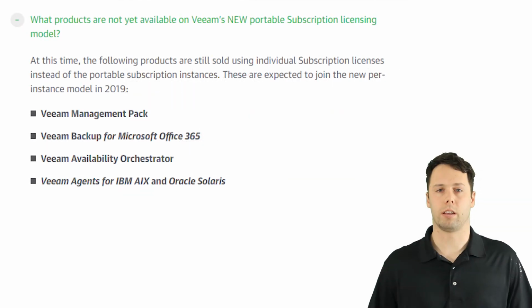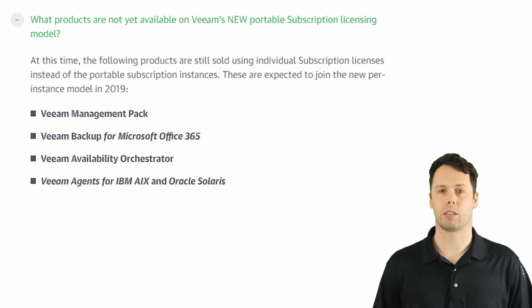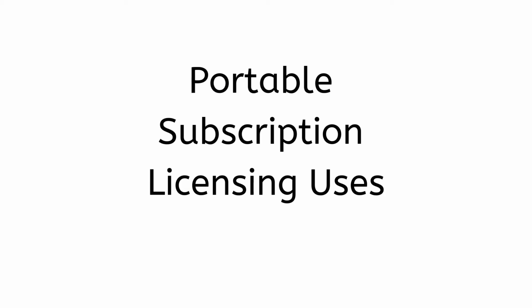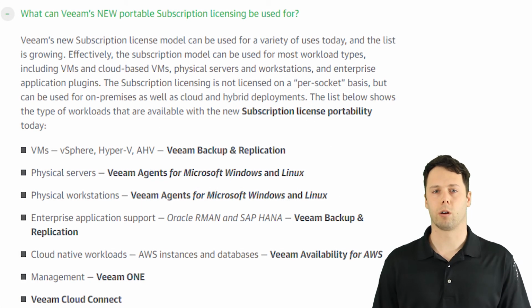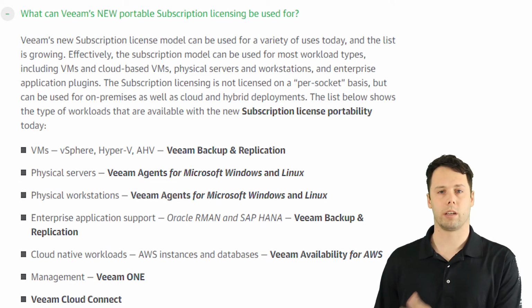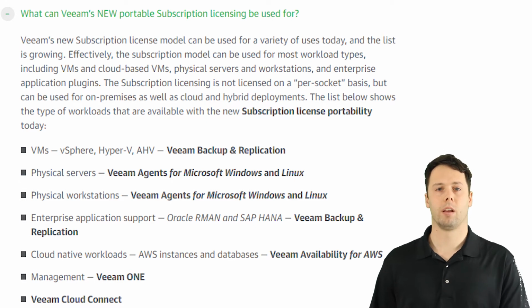So what does the new instance licensing not cover? Well, it does not cover Availability Orchestrator, Microsoft Office 365, as well as AIX and Solaris. Now you can see up on the screen all the workloads that the instancing license model covers. Whether it's AWS, on-prem, anywhere in the cloud, workstations, or physical. The instance licensing model covers just about every workload.